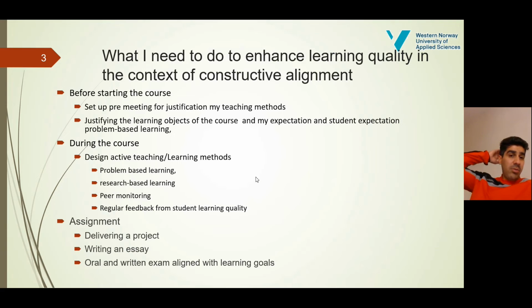teachings. But what I need to do to enhance learning quality in the context of constructive alignment, I divided into 3 groups. The measures I need to do before starting the course, for example, set up a pre-meeting for justification of my teaching method and the learning objective of the course, and also what I expect from a student, what they should do before every session of the course and after each session of the course, and what a student expects from me. Then the second group of techniques I use is during the course.